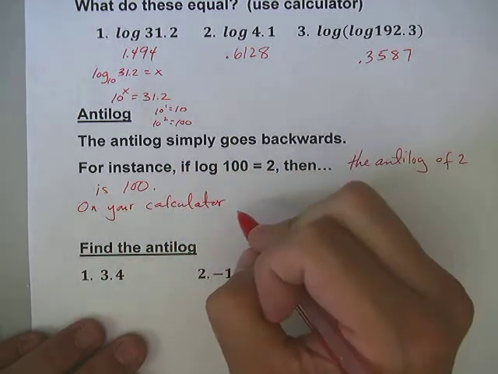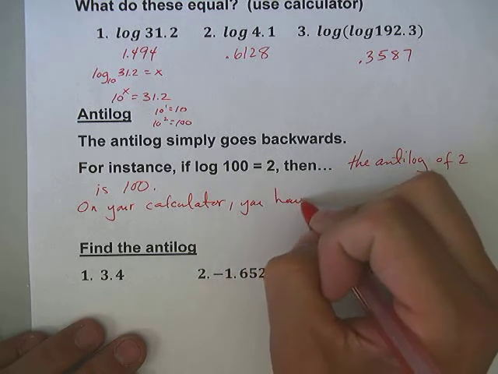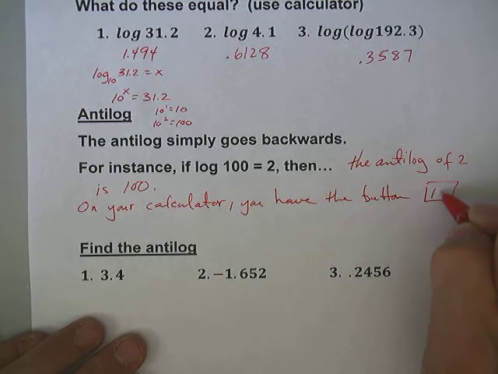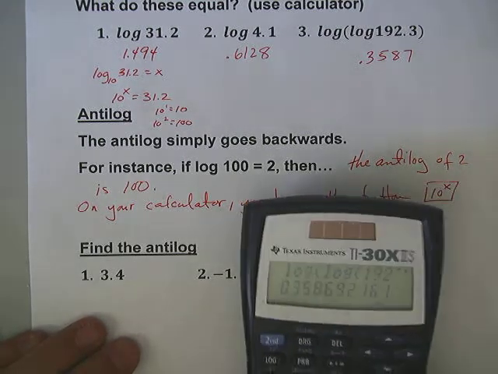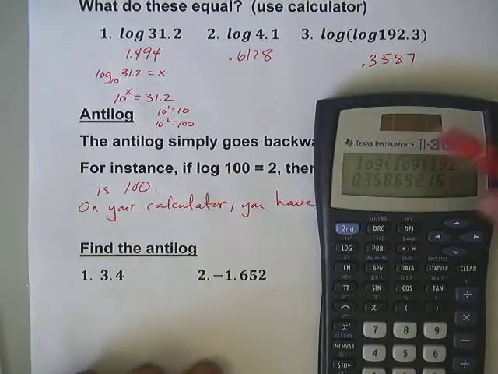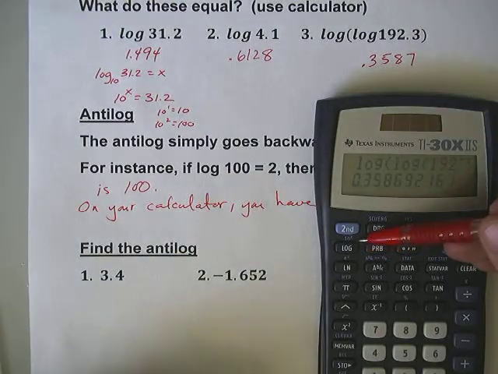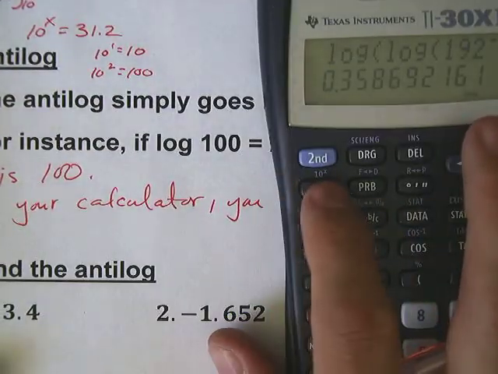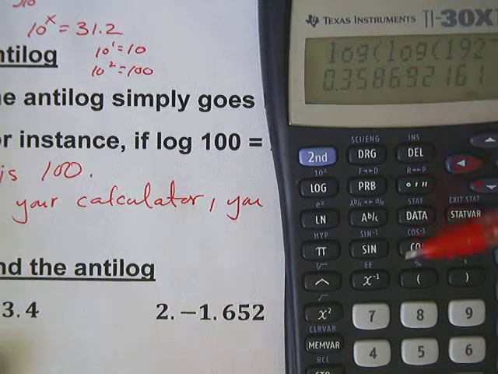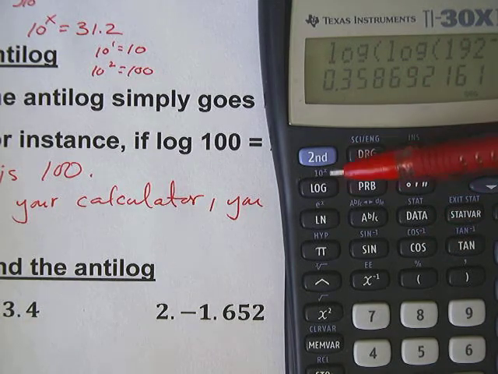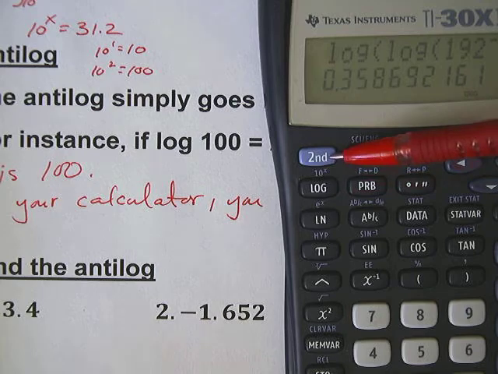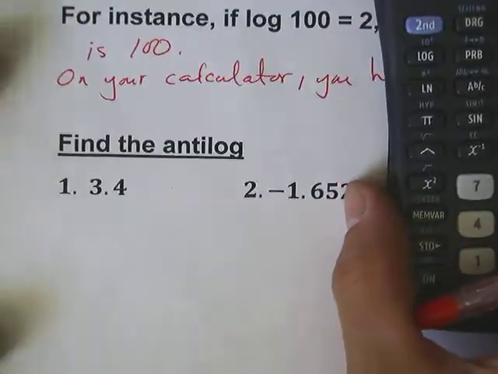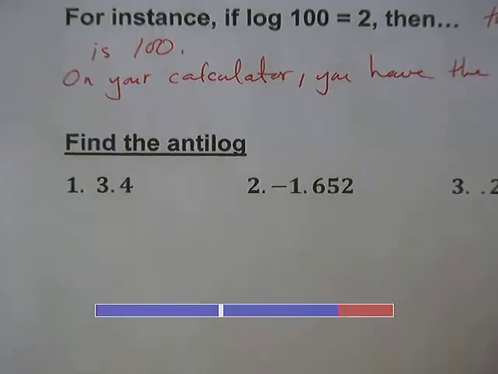Now, on your calculator, you have a button for this as well. You should have the button 10 to the x. And hopefully this makes sense, but if here's my log button, the 10 to the x is right above it. See it right there. Okay, and how do I get there? Well, usually, depending on your calculator, you hit Shift and then hit that button. Now I have the second button, so I'll do that.